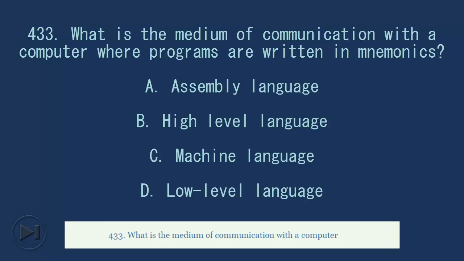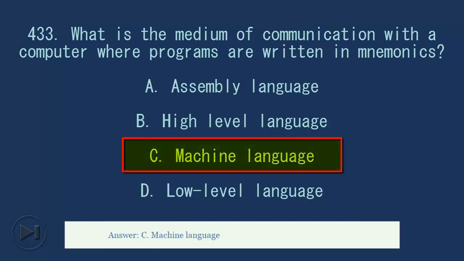433. What is the medium of communication with the computer where programs are written in mnemonics? A. Assembly language. B. High-level language. C. Machine language. D. Low-level language. Answer, C. Machine language.